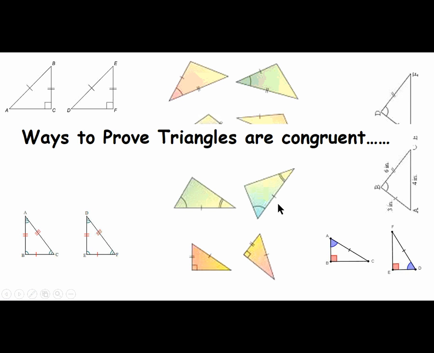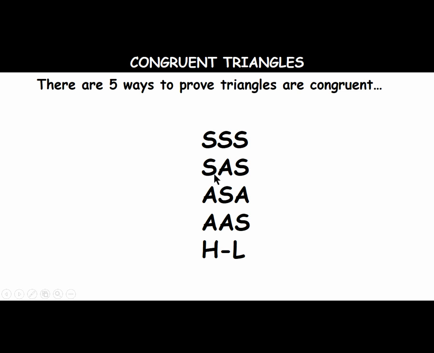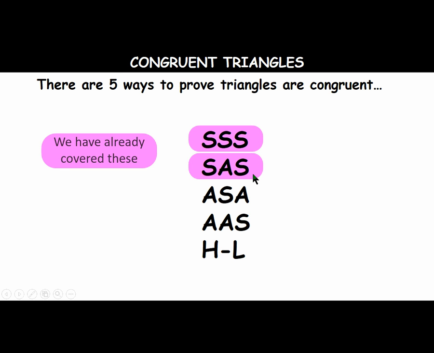All right, so what we've been doing in class is talking about ways to prove triangles are congruent. We've already talked about a couple of them. For example, SSS and SAS, that's side, side, side, and side, angle, side. We've already spent a few days talking about these. These are two ways we can tell if triangles are congruent, but there are other ways as well.